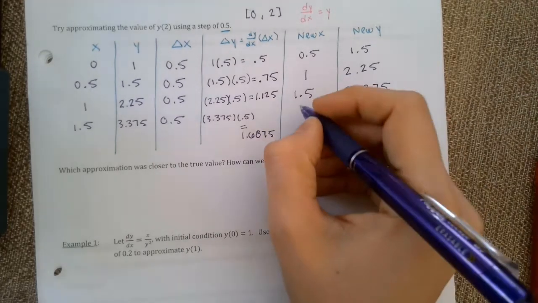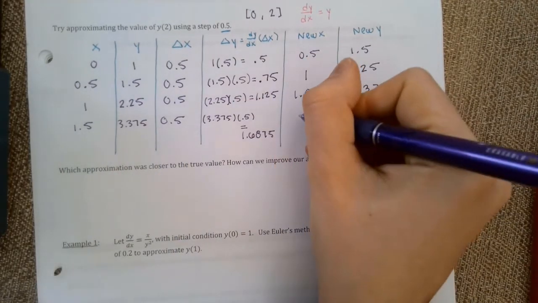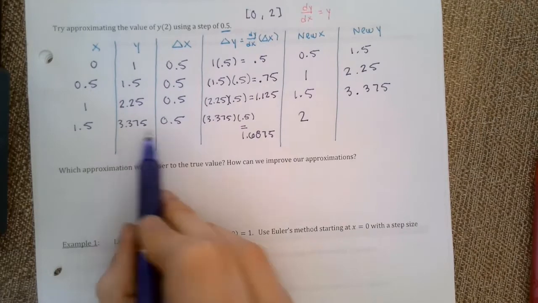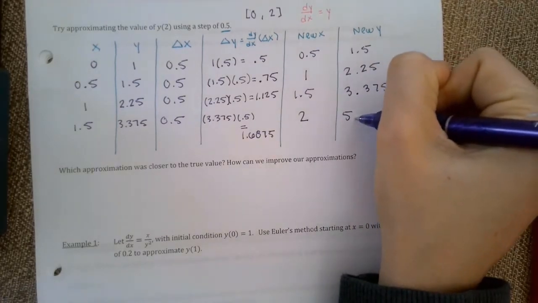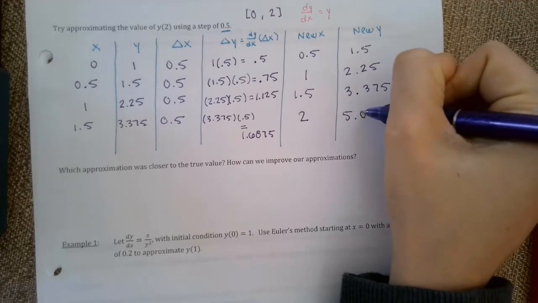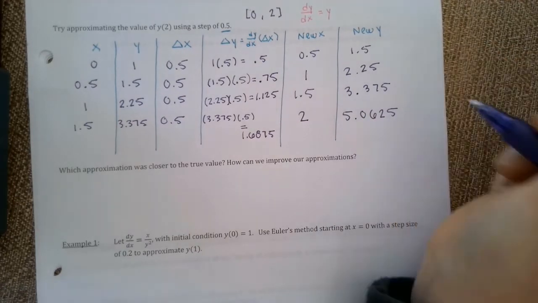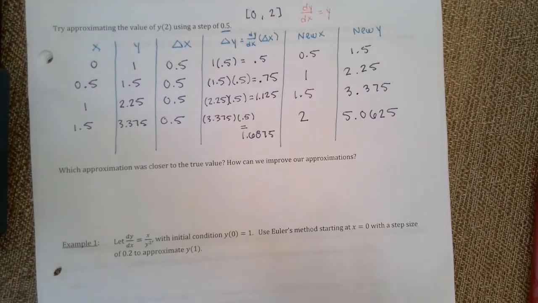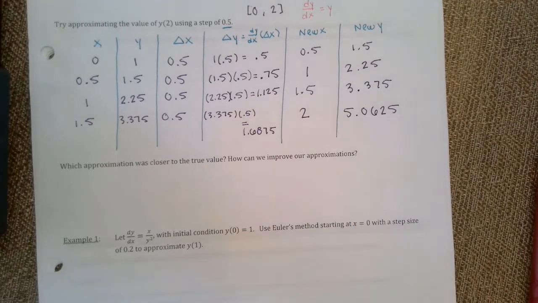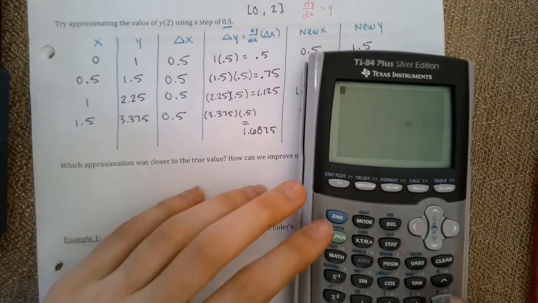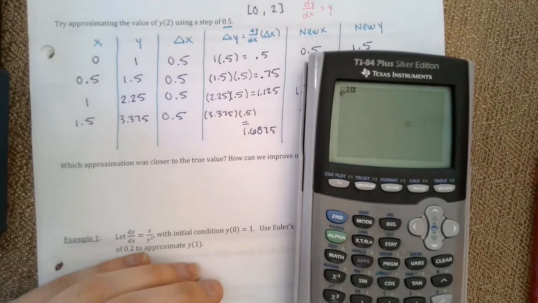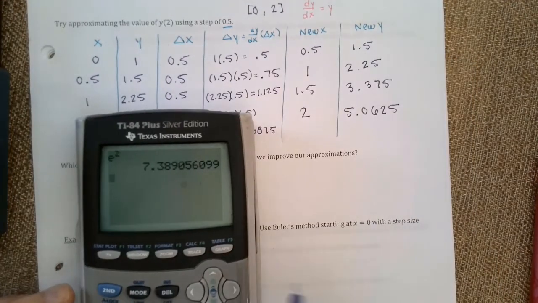Okay, so my new x is x plus my change in x, which is 2. Hooray, we're here. And then y plus my change in y, so I will add 3.375, which is 0.625. Okay. Remember, we were trying to approximate e squared, and that was 7.389. That's much closer than it was before.